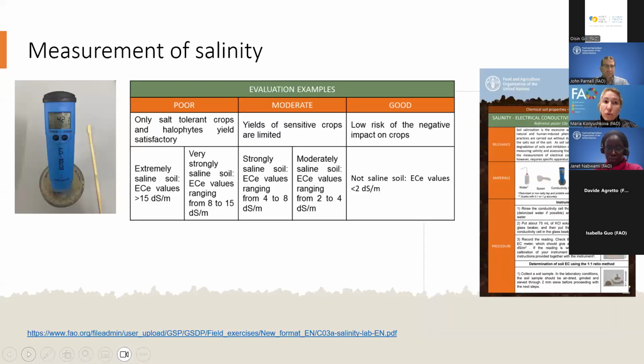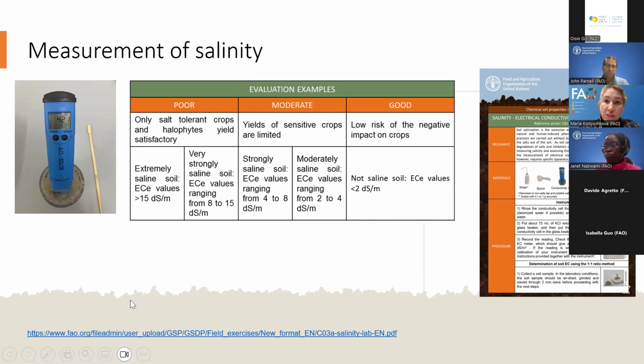Then, to understand how we can measure salinity, there are simple devices which are called conductimeters. If you want to measure your salinity, you take teaspoons of soil, which makes about 50 grams of soil, and you mix it with 50 milliliters of pure water and stir it with a stick. So we make a so-called 1-to-1 soil to water ratio. Then you wait until the suspension precipitates, and then you measure it with the conductimeter.